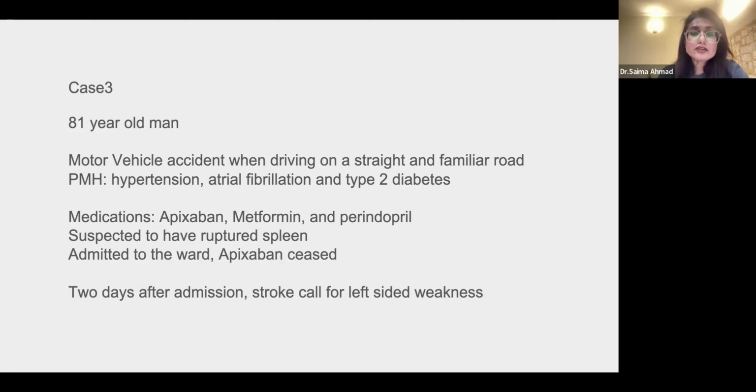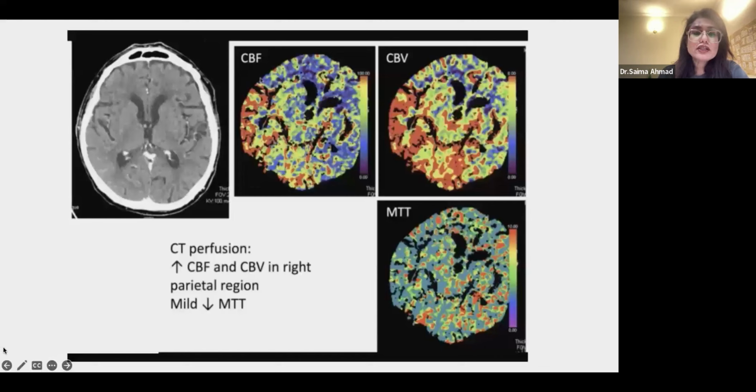Two days after the admission, a stroke call was made for left-sided weakness. The CT and CTA were performed, and you can see they are unremarkable. So CT perfusion was done, and you can see that there is an increase in the cerebral blood flow and volume involving the right parietal and occipital region. There is also some hypoperfusion in the right motor strip, and the MTT is reduced. These findings give us a mixed picture of hypoperfusion and hyperperfusion, and we can have a differential diagnosis of seizure.